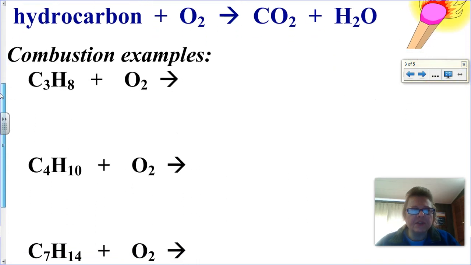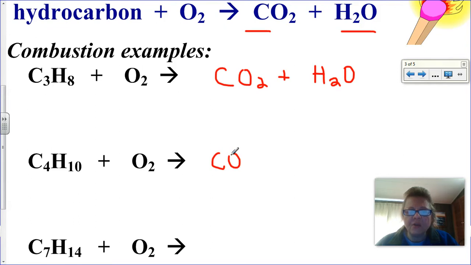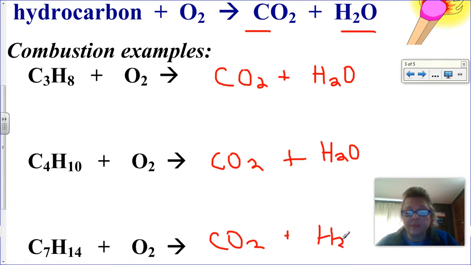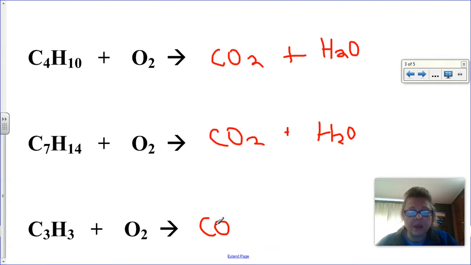Now, with these hydrocarbons reacting with oxygen, the products are always going to be carbon dioxide and water, and it doesn't matter which one you write first, the water or the carbon dioxide, as long as you have both products written down. So that is the product for all of these reactions, but you have to go back and balance them with coefficients. So in our examples here, I suggest that you use pencil with an eraser, okay?